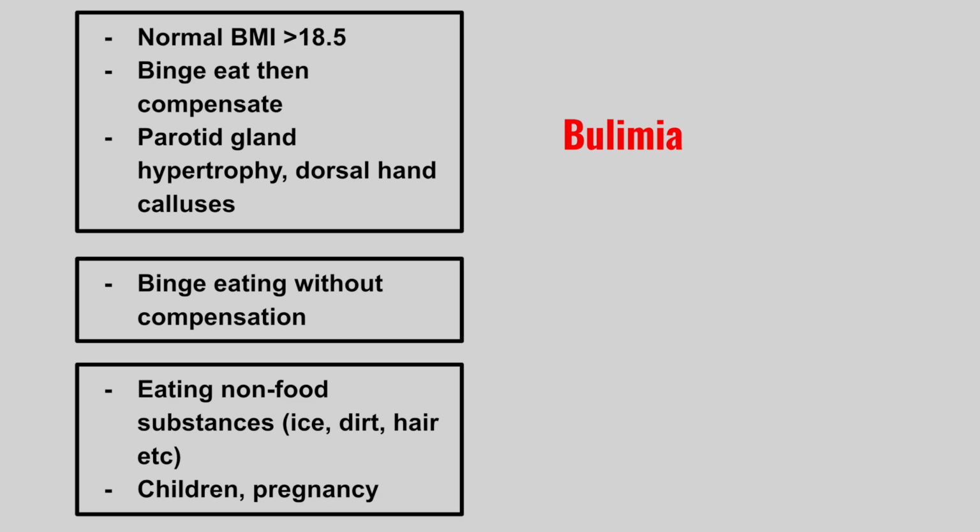This is bulimia. Next, we have a patient who binge eats without compensating. This is binge eating disorder. Next, we have a patient who eats non-food substances such as ice, dirt, and hair, and often this is seen in children and pregnancy. This is pica, and it's important to look for an underlying iron deficiency anemia in these patients.